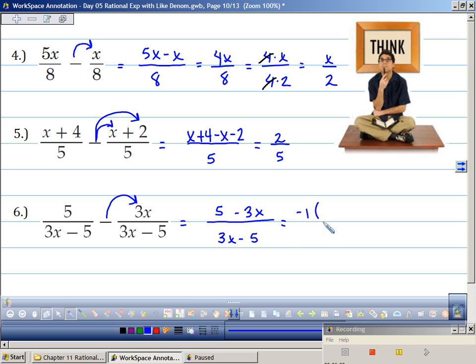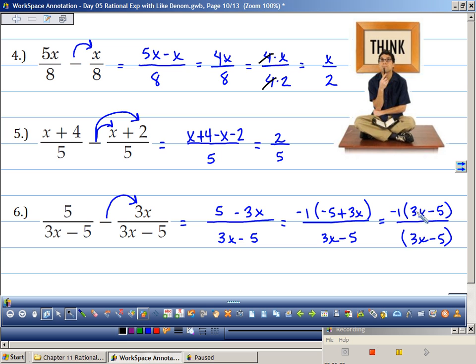Wouldn't this be the same thing? If I pull a negative 1 out, what does the 5 turn into? Negative 5. And what does the negative 3 turn into? Positive 3x. Now, the only thing different between them is the order. What property tells me that I can move those around? Commutative. So I could switch it around like this, right? 3x minus 5. Now I have quantities that match. I cancel, and my answer is negative 1.